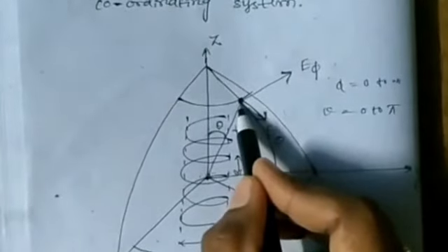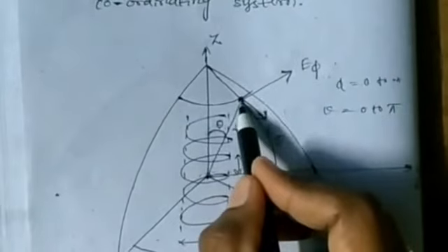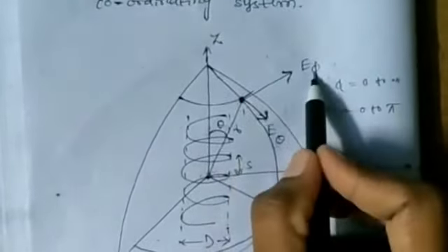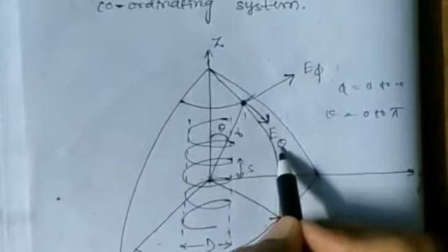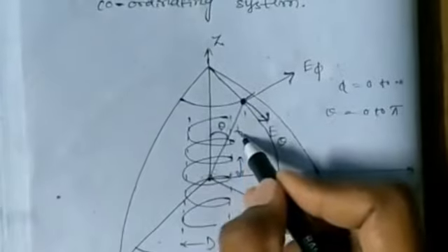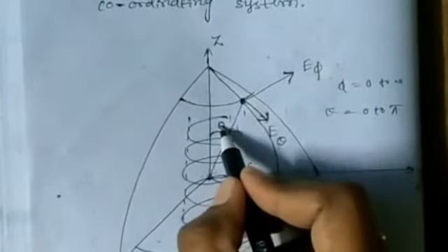At this point here we have to find out the far field of the small loop, and at this point here we have to find out the far field of the short dipole. Here E phi is the far field of the small loop, E theta is the far field of the short dipole, and from here to here the distance is r and the angle is theta.